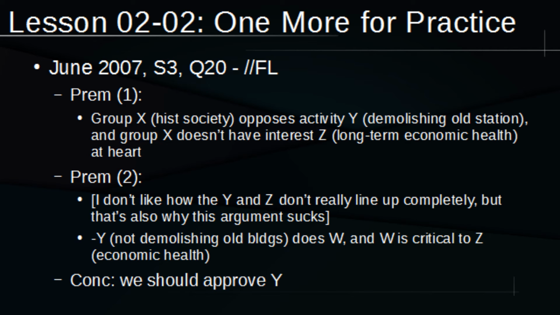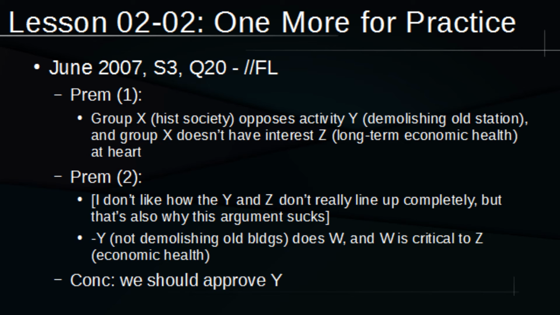Group X, the historical society, opposes activity Y, demolishing the old station. And furthermore, Group X doesn't have interest Z, long-term economic health, at heart. So our original premise I've collapsed into three variables. They're criticizing a group, or kind of accusing them of something, but they're saying that this group X opposes activity Y, and furthermore, Group X doesn't have interest Z at heart.